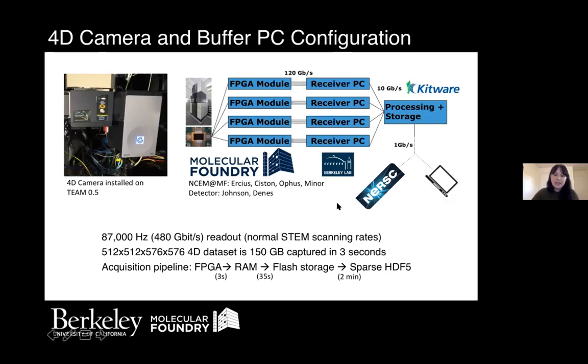So after counting, we've greatly reduced our data size, so we can go from 150 gigabytes for a typical 512 by 512 scan taken in 3 seconds, down to, depending on the number of hits, anywhere from 2 to 10-ish gigabytes. And we basically go from FPGA to RAM to flash storage to sparsifying this data. So this counting process can take minutes.